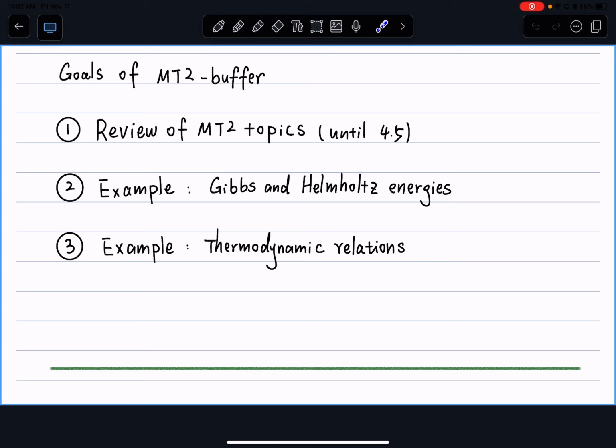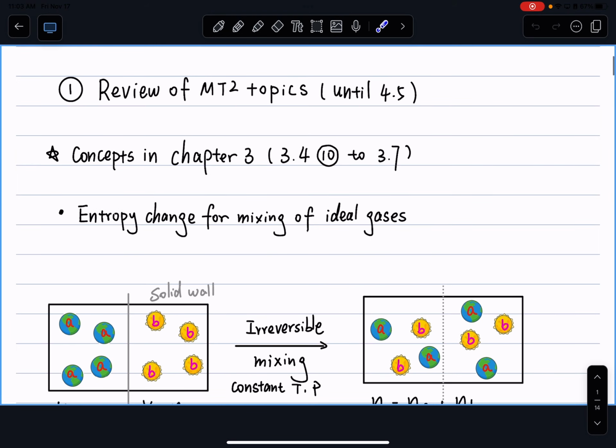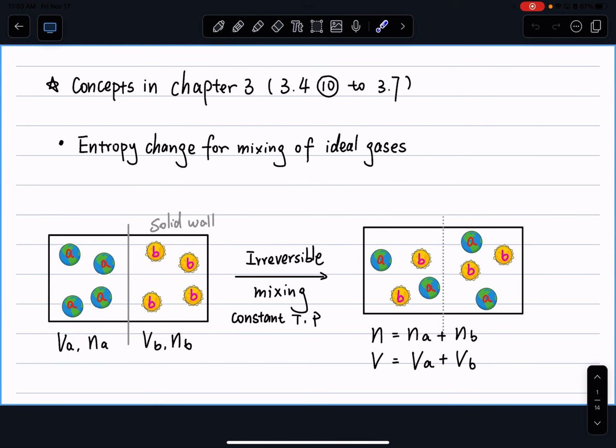Again, if those topics are not in my buffer lecture, it doesn't mean they're not on your midterm exam. Remember, the coverage of your midterm exam goes all the way to chapter 6.2, the equilibrium, but on the conceptual end. Okay, getting started.